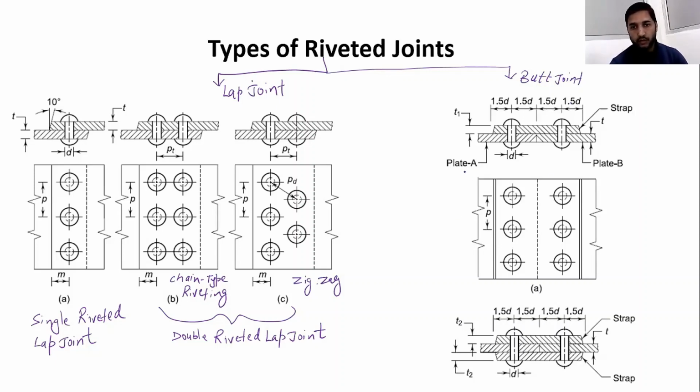So this figure shows that we have two plates, plate A and plate B, and we are joining these two plates and providing a strap on them. Now, in this figure you can see we have a single strap, and in this figure we have two straps, strap 1 and strap 2. So based upon the number of straps, we can classify our butt joint as a single strap butt joint and double strap butt joint. Okay, so the upper figure is the single strap butt joint. And this one is a double strap butt joint.